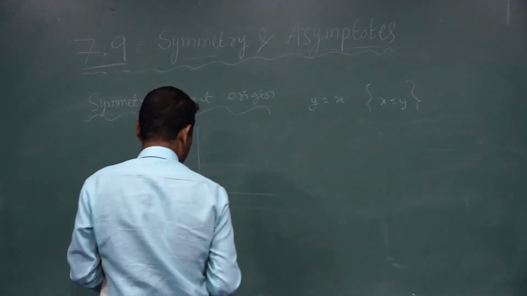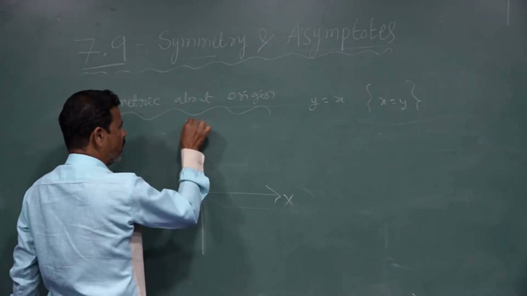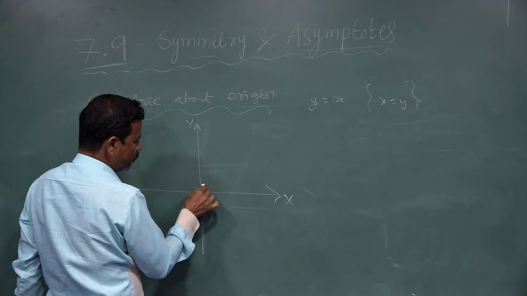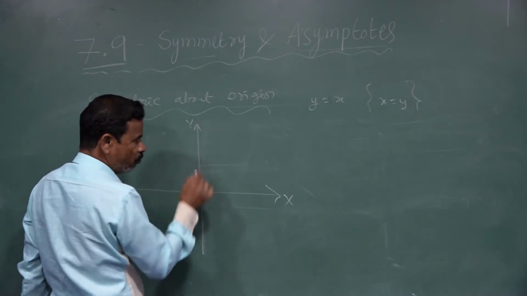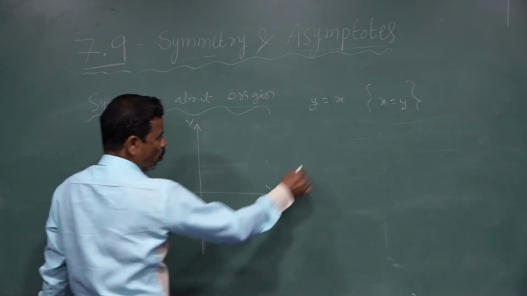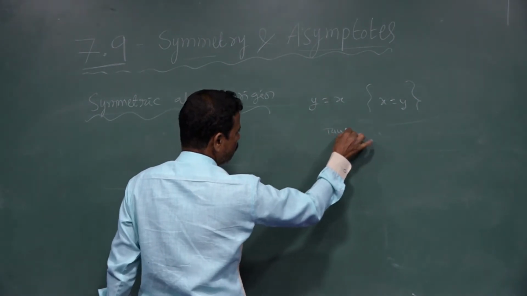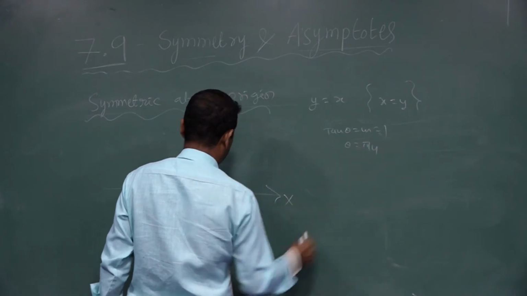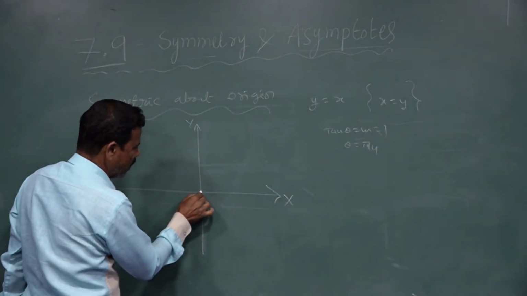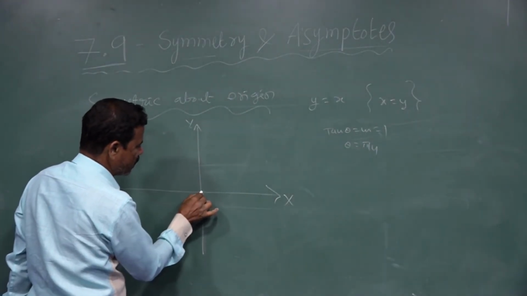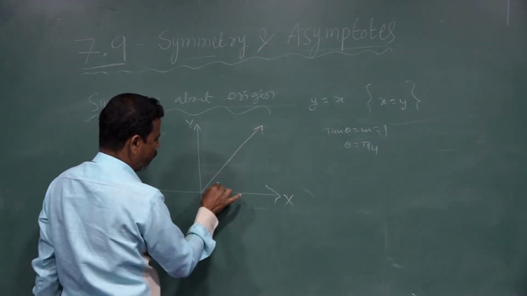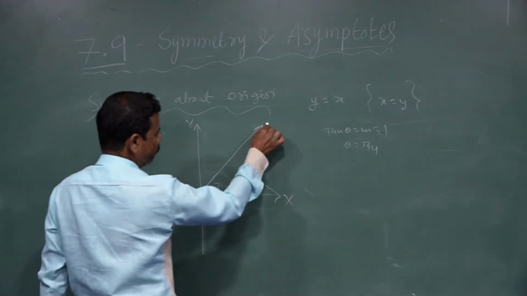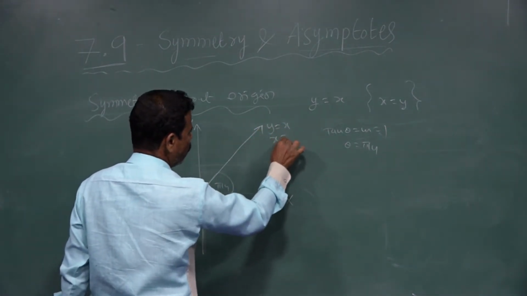Draw the curve. This is the x-axis, this is the y-axis. The x coordinate and y coordinate are equal. Slope is 1, which means 45 degrees. Slope 1 means tan theta is equal to m is equal to 1, so theta is equal to pi by 4, half of the angle between the x-axis and y-axis. This is 45 degrees. This is the line y is equal to x, otherwise x is equal to y.